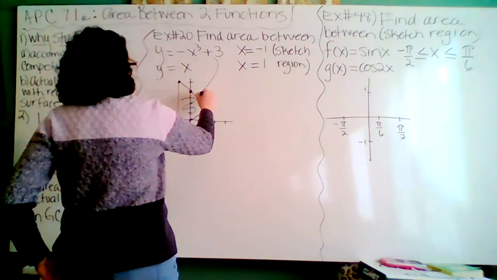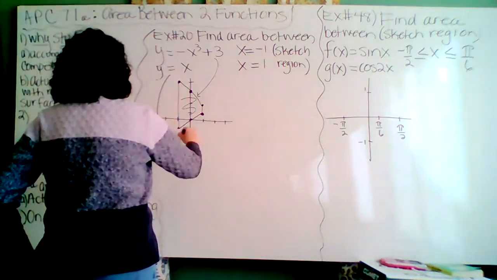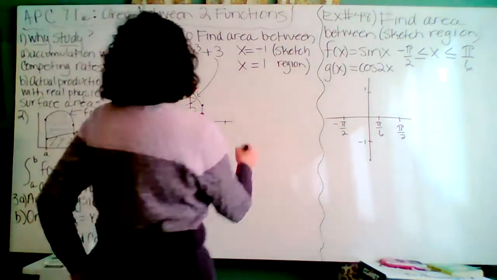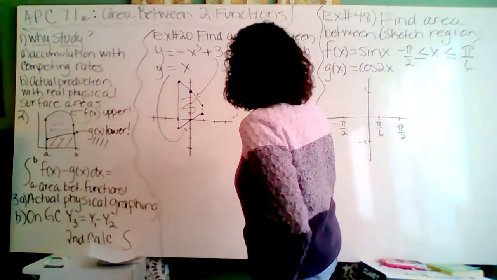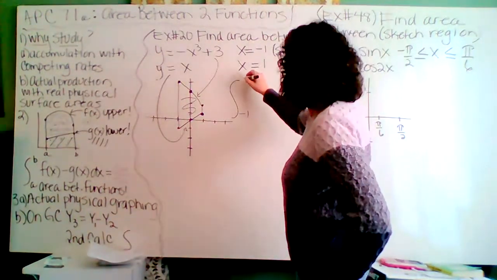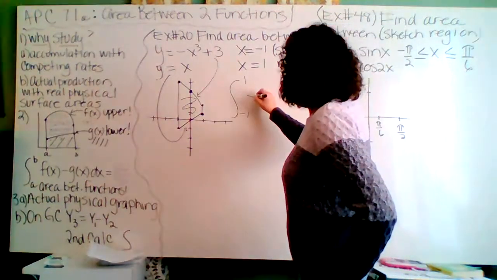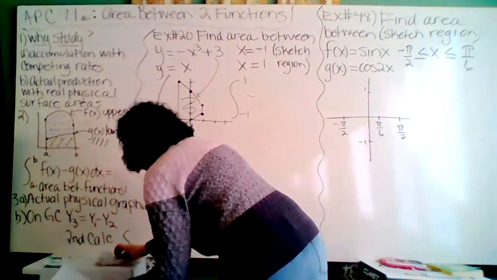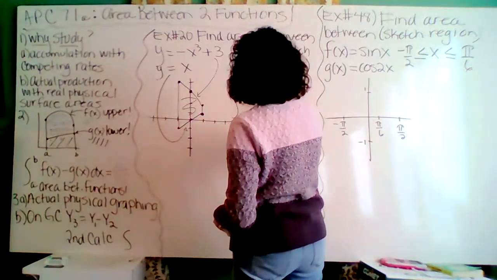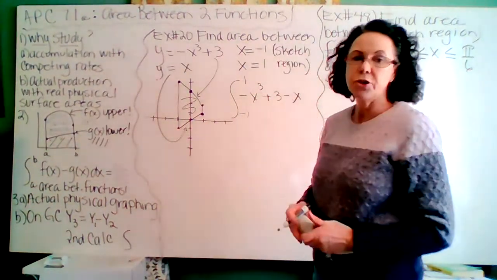Notice that my upper function is -x cubed plus 3. My lower function is the y equals x line. So here we go. Let's integrate to find that area. I'm going from a lower x of -1 to an upper x of 1. My upper function, very important, is -x cubed plus 3 minus, and I will subtract the x function.